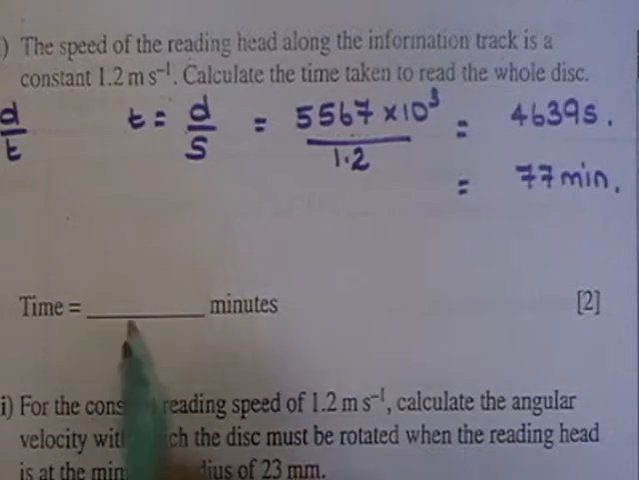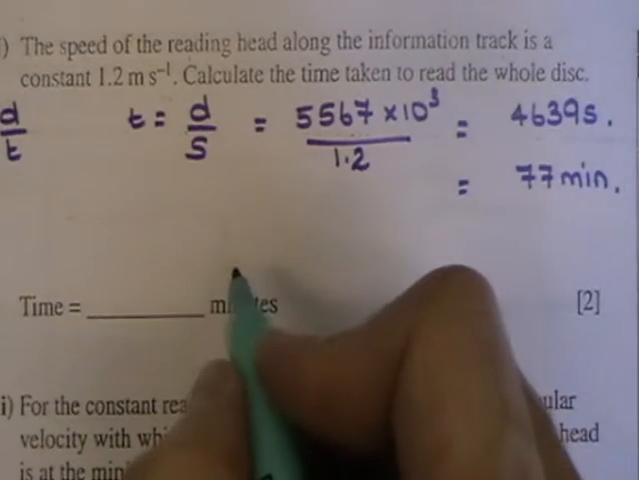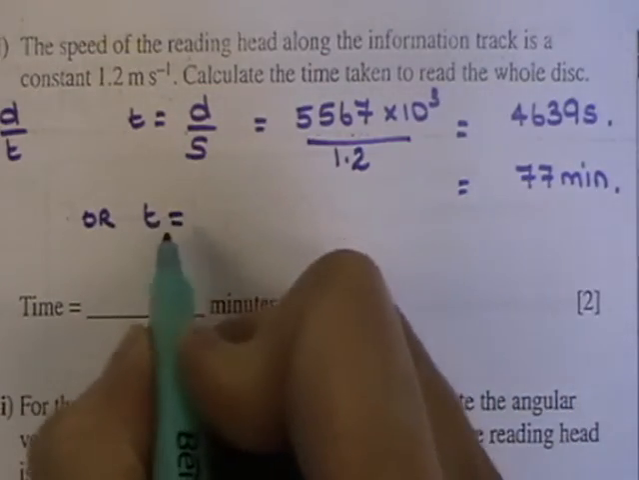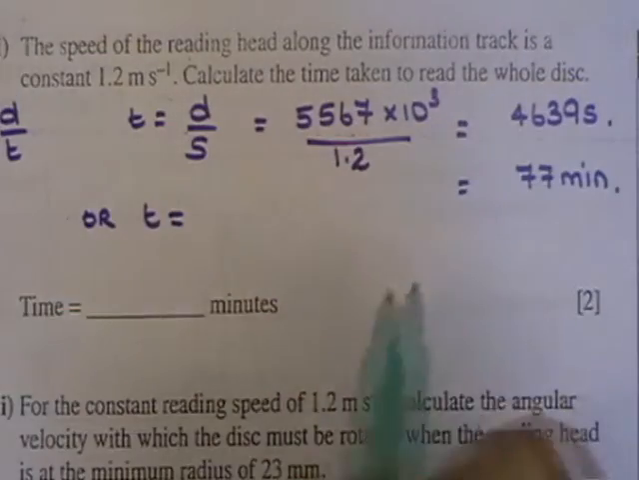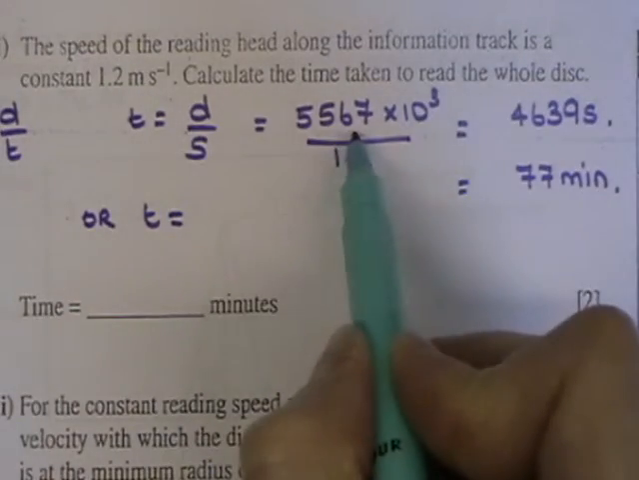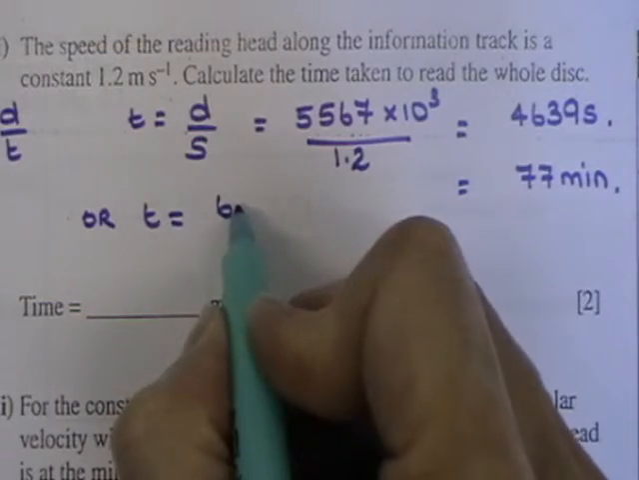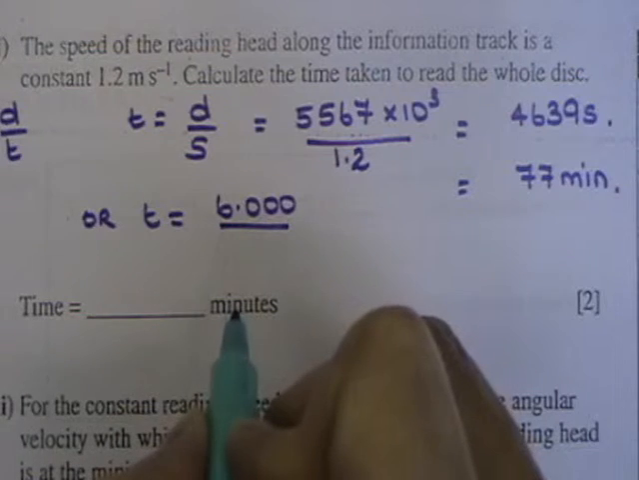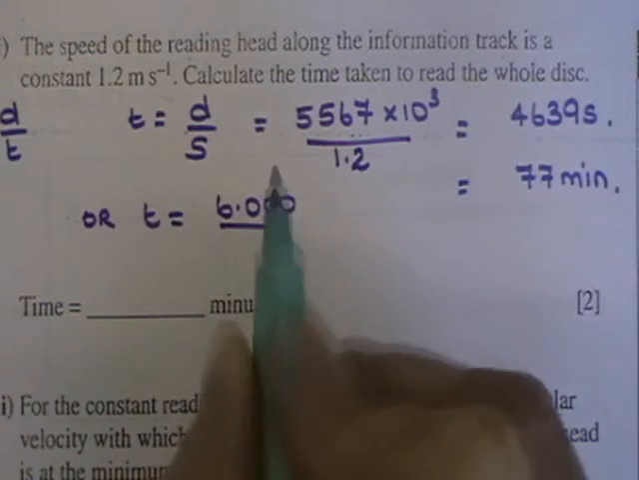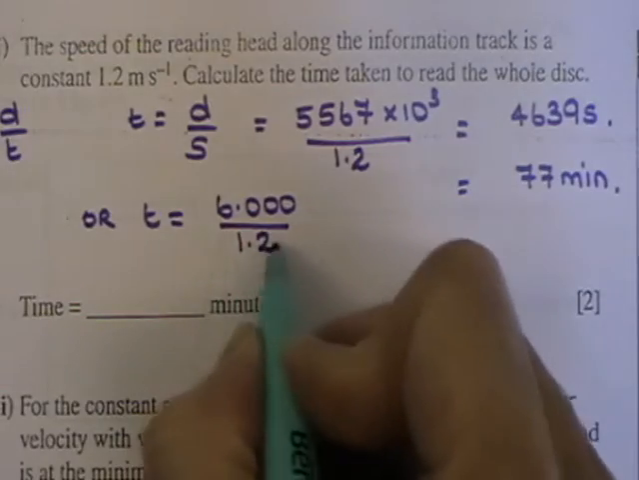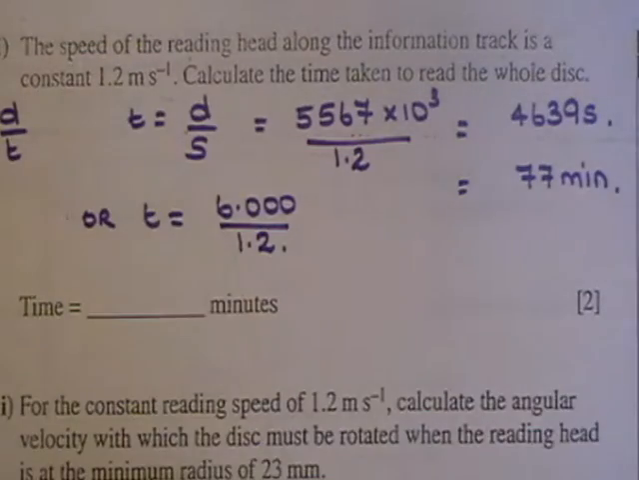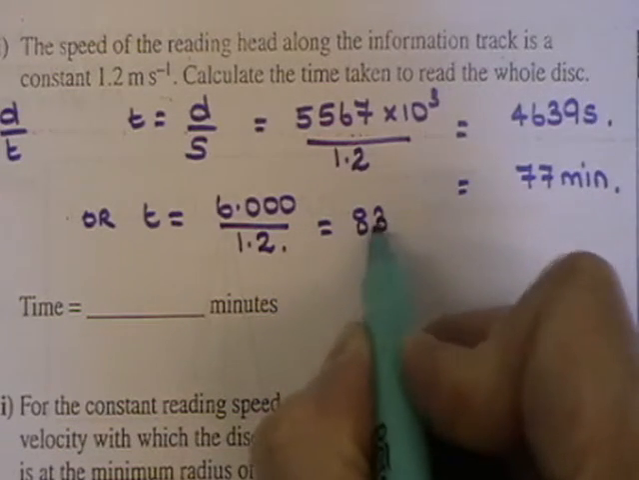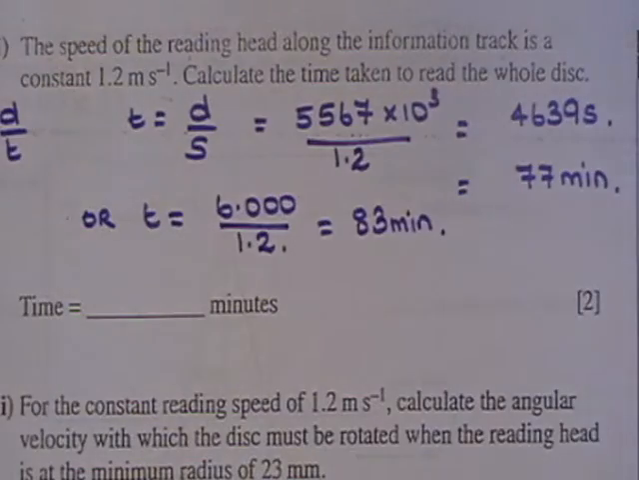You could do this with the number they suggested. If you weren't able to get the 6 kilometres, then you could do it with it. If you hadn't been able to get this value here, and you just used their value of 6 kilometres, if you do it with the 6 kilometres, that gives you 1.2 over 1.2, which gives you 83 minutes. Either value, they're happy enough with either value.